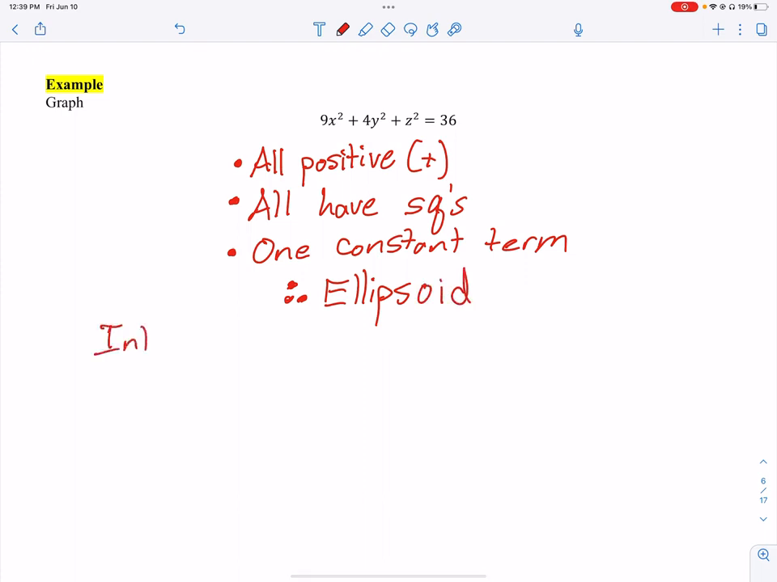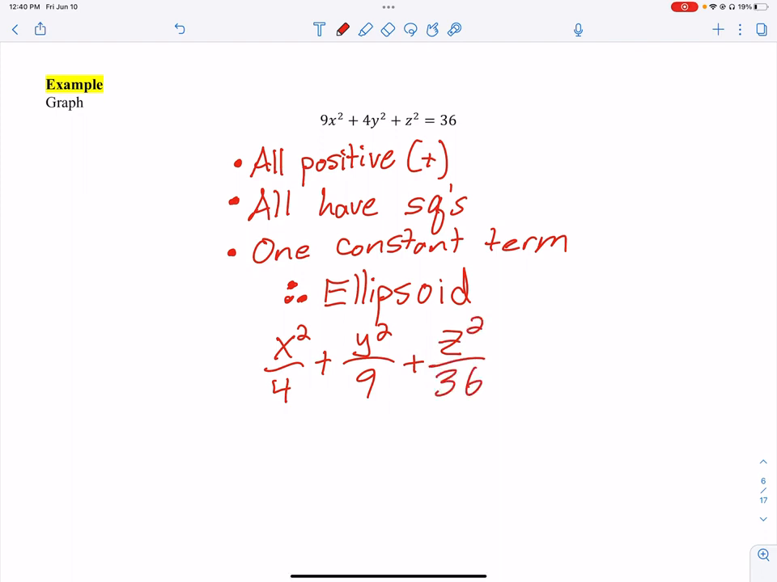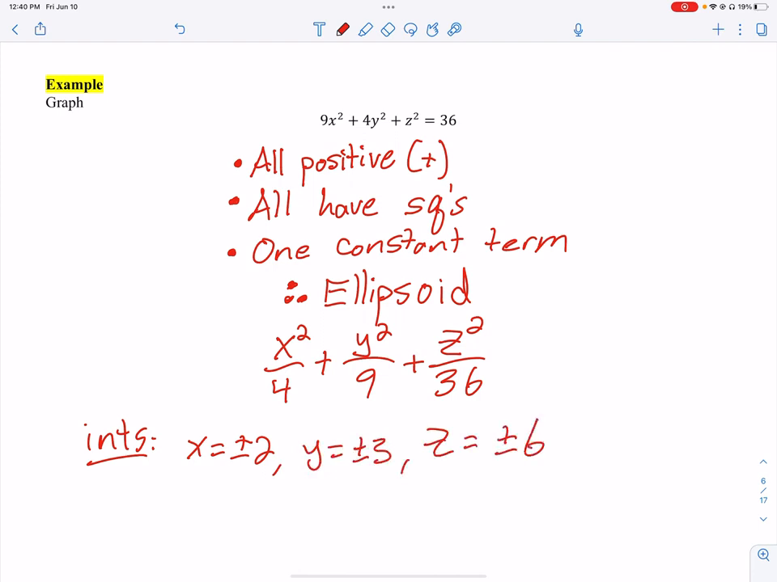All right, the intercepts. Well, first thing, the note said, put it in standard form. So I'm going to take that equation up there and I'm going to divide everything by 36. So I get x squared over 4 plus y squared over 9 plus z squared over 36. Now that's in standard form, and I know my intercepts are x is plus or minus a. Well, 4 is a squared, so it's plus or minus 2. Y is plus or minus 3. And z is plus or minus 6.